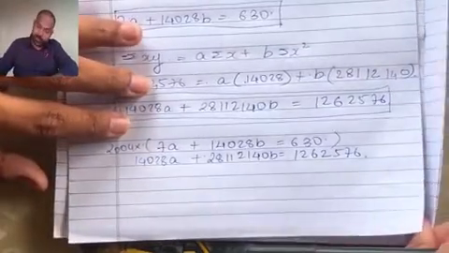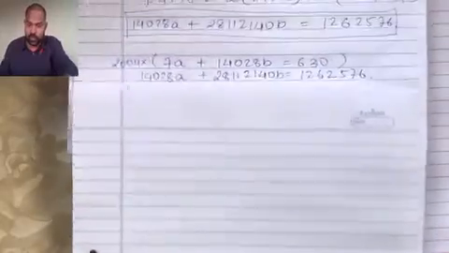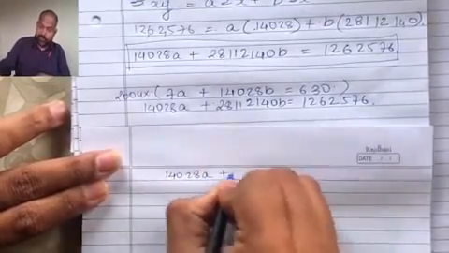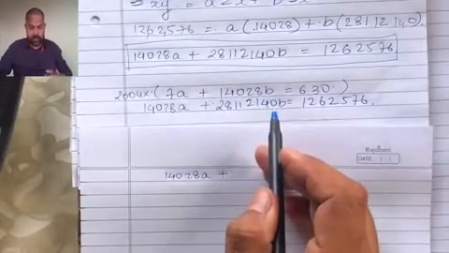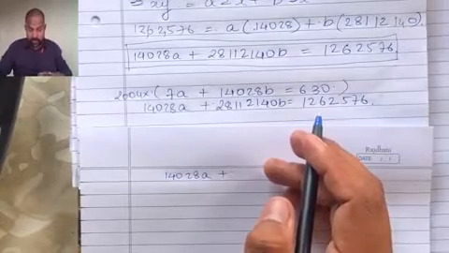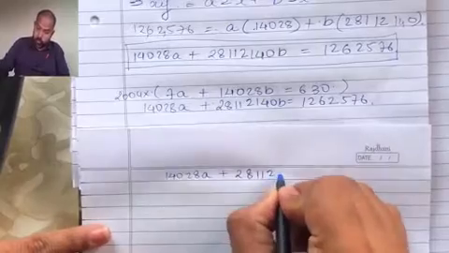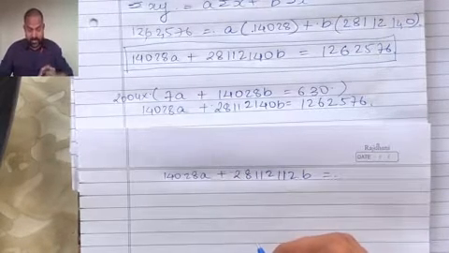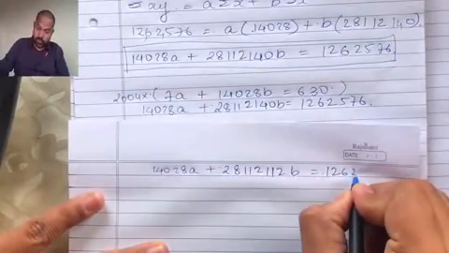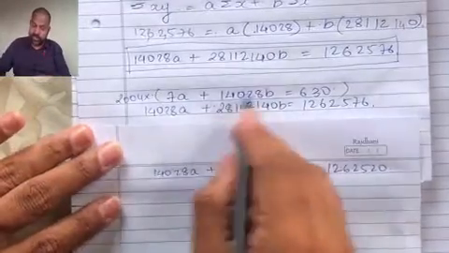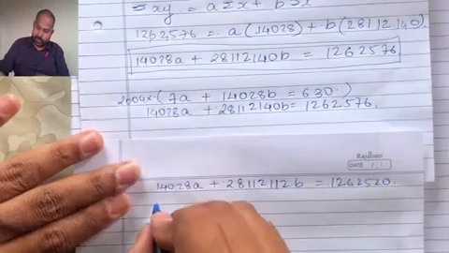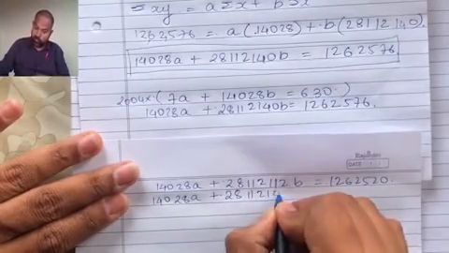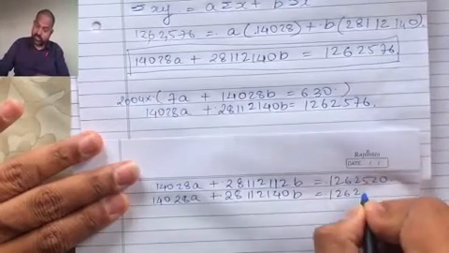What will happen if you multiply the first equation by 2004? You will have an equation that looks like 2004 into 7 is 14028a plus 2004 into 14028 will give you 2811 2112 b is equal to 2004 into 630 will give you 12 62 520. This is my new equation that comes from here. And my second equation remains the same, which is 14028a plus 28112140b is equal to 1262576.